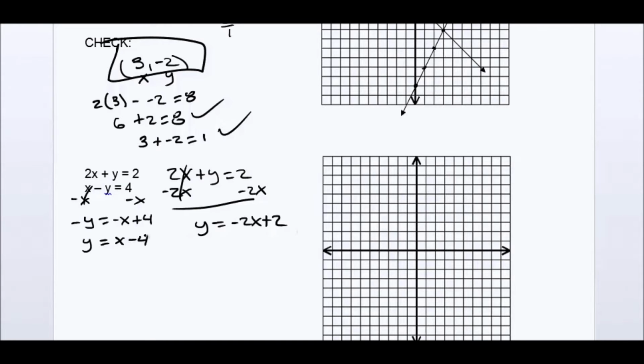Go ahead and plot the first one. So I start with negative 4. I start at the origin, go down 4: 1, 2, 3, 4. Then I'm going to use my slope to plot more points. There's a 1 right here, so it's 1 over 1. So I'm going to go up 1, 1 to the right, up 1, 1 to the right, up 1, 1 to the right. There's my line. Go ahead and draw my line right now.